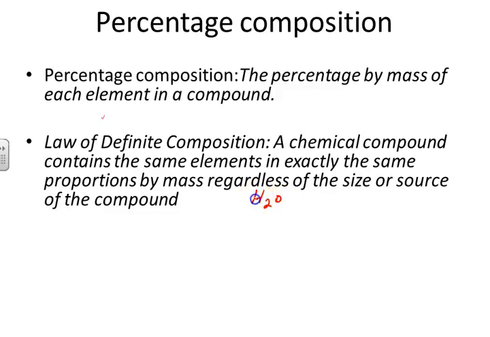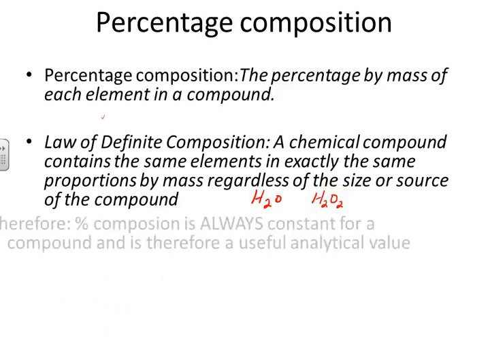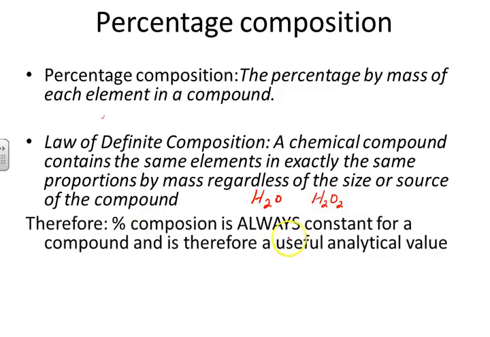And because hydrogen has a certain mass and oxygen has a certain mass, then the percentage of hydrogen to the percentage of oxygen is always the same ratio, regardless. We always have the same amount of hydrogen per oxygen in water. If we change the formula, such as if we change to hydrogen peroxide, H2O2, our percentage of hydrogen compared to percentage of oxygen will change. So percentage composition is a constant for a compound.